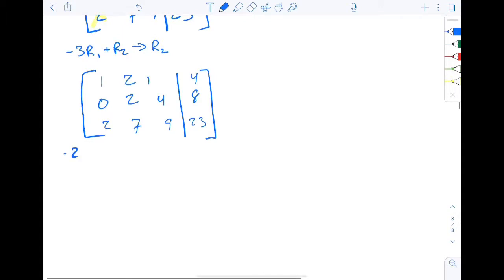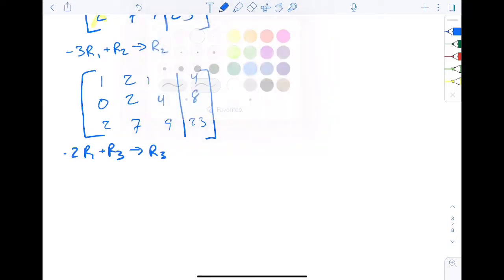Now we'll do negative 2 times row 1 plus row 3, and store that in row 3. So we're adding it to another row. And by the way, don't do subtraction on these. While you haven't necessarily broken anything, you'll break something that we do later. So remember, add a constant multiple of one row to another and then put it in this spot.